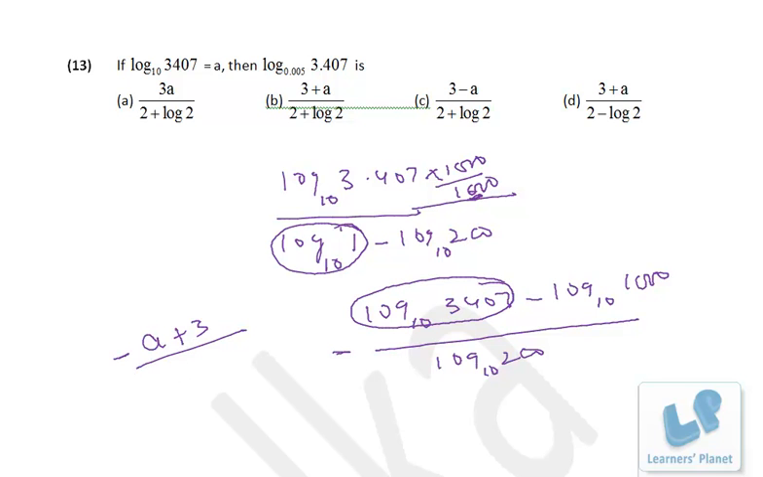Okay? So we have just one option with numerator as 3 minus a. So that must be correct. Still I solve the denominator for you. So that's actually log of 10, 2 into 100. So this is 2 plus log of 10 to the base 10, this is 2 plus log 2, right? To the base 10. Okay. So 3 minus a over 2 plus log 2. That's the correct choice. I hope you are getting me.